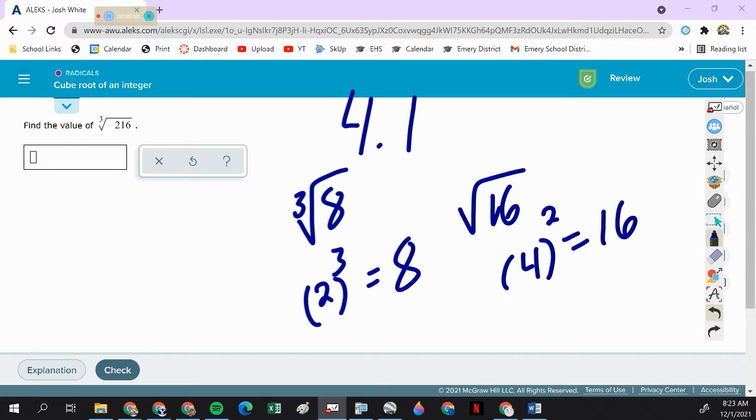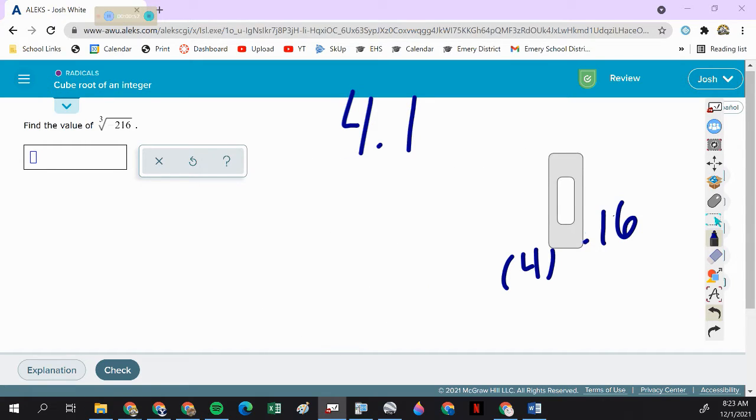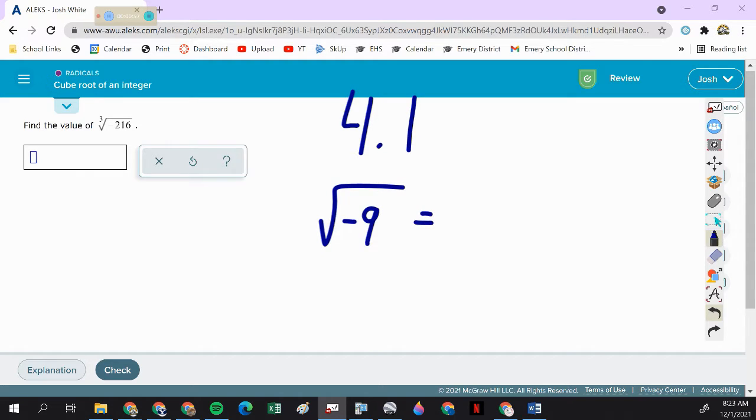Now, there is something that is a little bit weird with cubed roots. If I had the square root of -9, that creates 3i. Because there is no real number times itself that equals -9. So we've invented this other branch of numbers called imaginary numbers, and they involve i's. But with cubed roots, that doesn't actually happen.